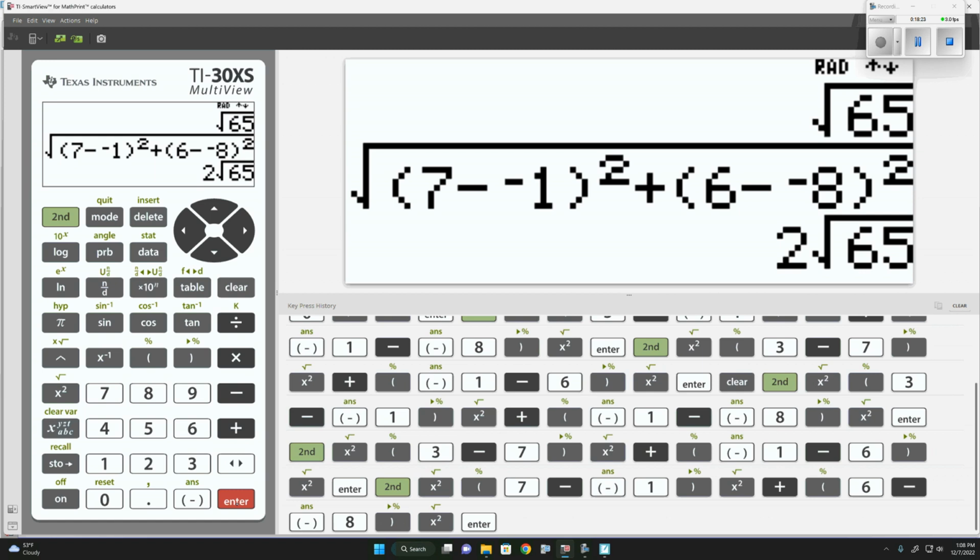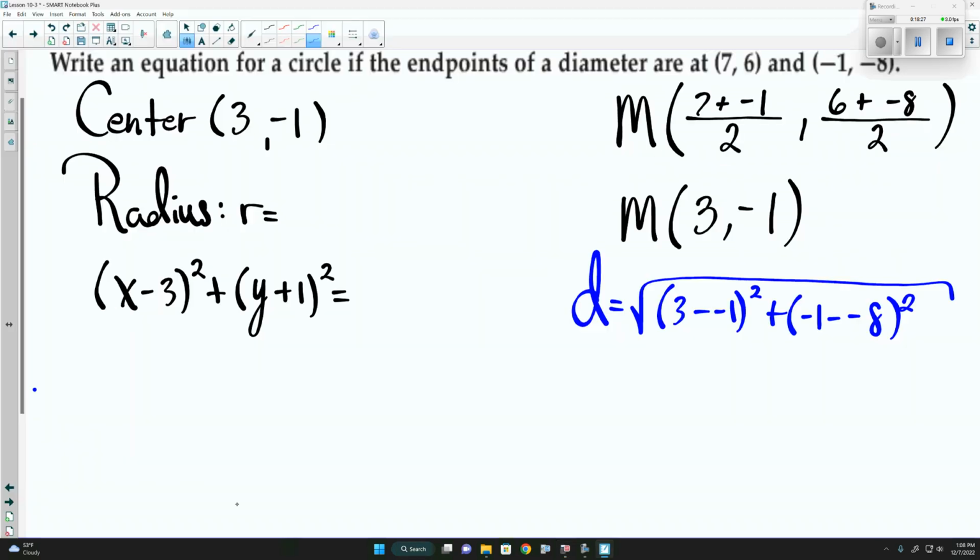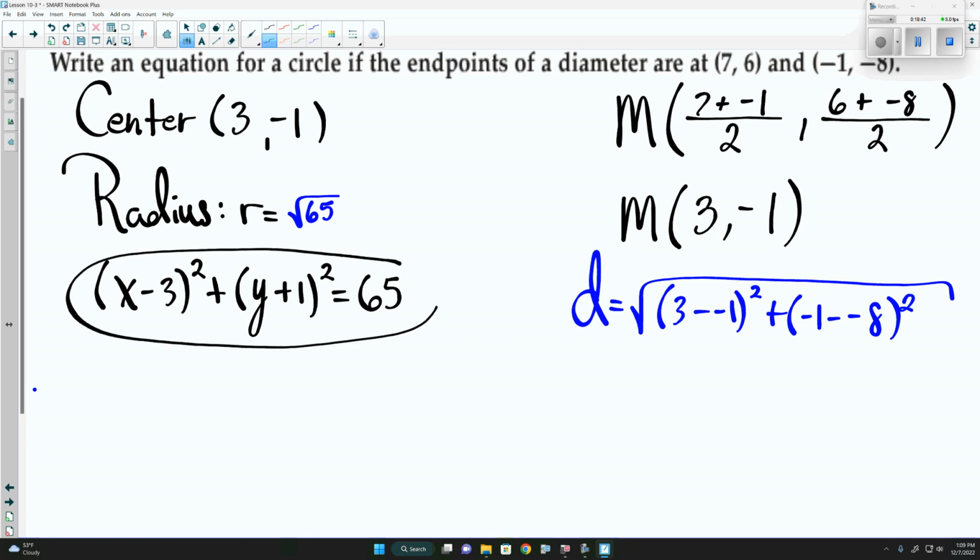Yeah. Because again, the diameter is twice the radius, so you double the amount. Which would tell us that the radius is the square root of 65. And if we square it to plug it back into the formula, we get 65. Now, not every radius will be a radical, because if the distance formula worked out to be a whole number, then we would get a whole number.